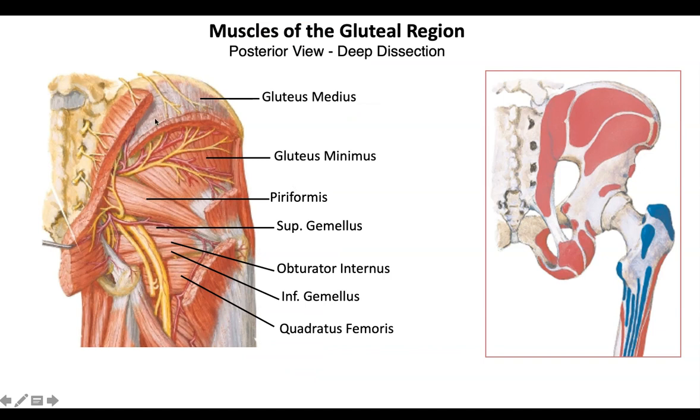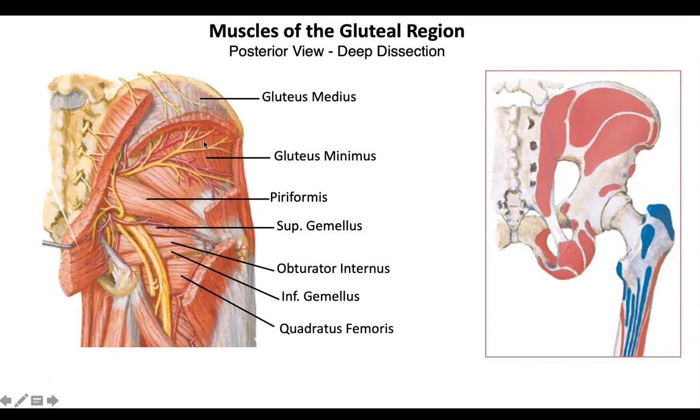Deep to the gluteus maximus are the gluteus medius and gluteus minimus. They have their proximal attachment on the posterolateral aspect of the ilium, between the gluteal lines. Their fibers converge in the same way and go to the same destination. Distally, they are attached to the greater trochanter of the femur. The gluteus medius and minimus are abductors and medial rotators of the thigh.